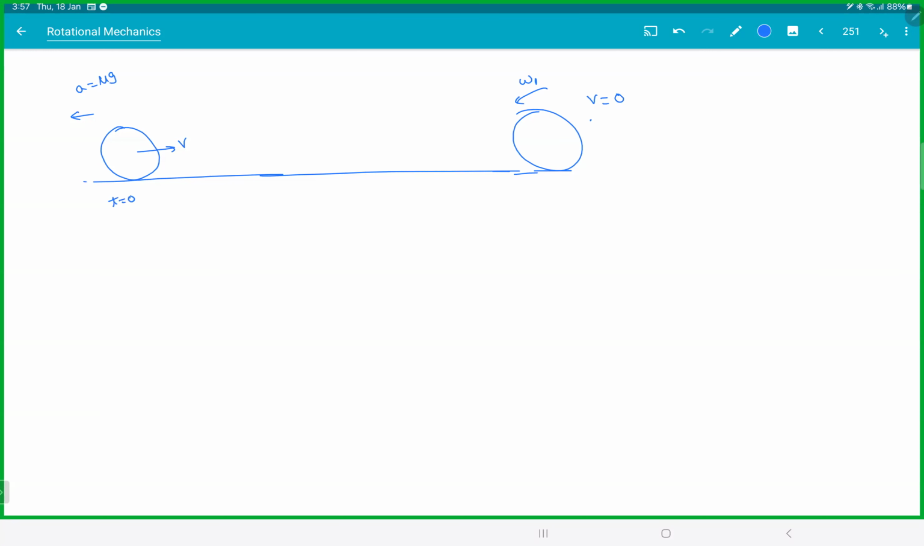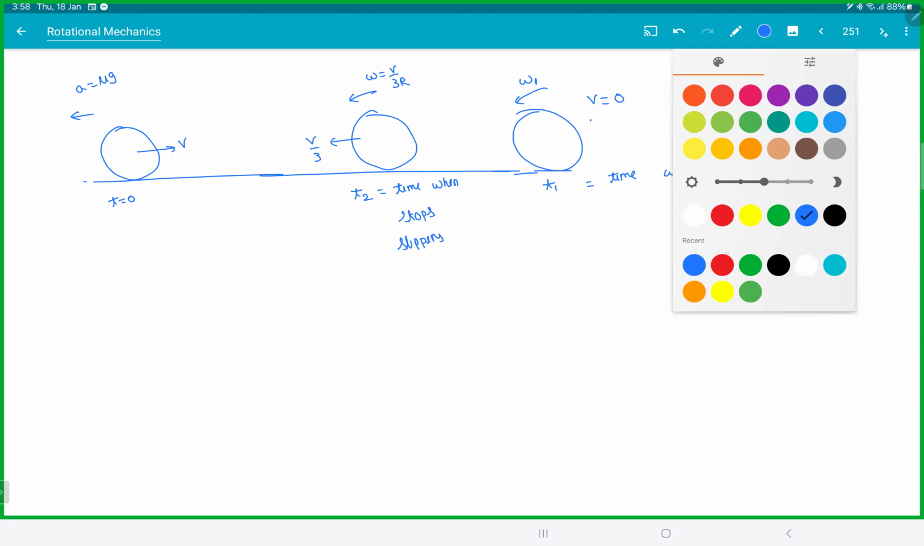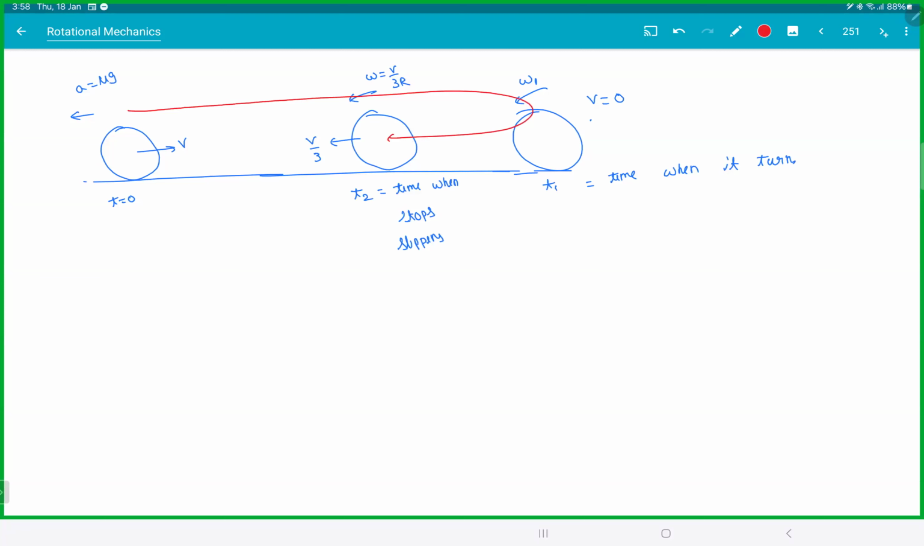So let's say this is t0. This t is the time when it stops, the time when it takes a turn. This is v by 3, and this is your omega, which is v by 3r. Let's say this is the time t2. Let me write it as t1. T2 is the time when it stopped slipping. Means this guy went like this and came back, and then the slipping stopped. Is that making sense? So first you need to find this distance, no?